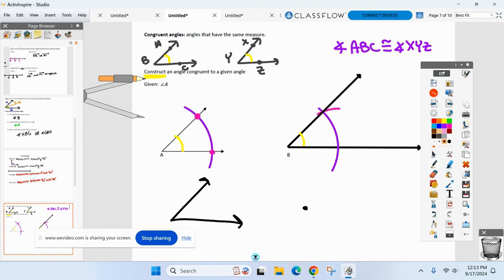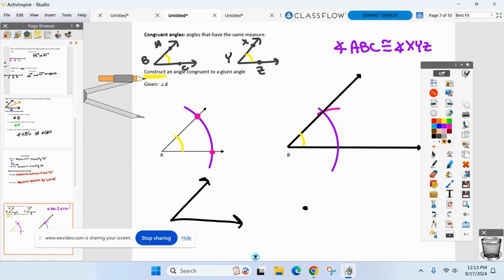Put your compass point out. Yeah, make an arc that goes all the way through. It doesn't matter. You just need that arc that goes through both of them, because they will always be the same. Oh, I thought you were talking about the ray. There you go. Just make an arc that goes through both those rays.